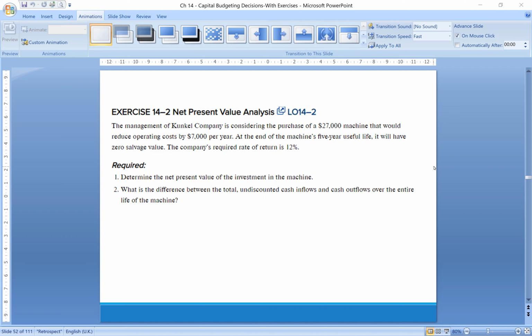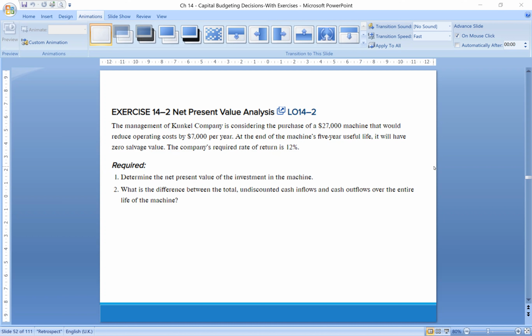Now, our decisions will depend on the 12% as a rate of return. Determine the net present value of the investment in the machine. What is the net present value of the machine? So I need to prepare a schedule or a table like this. So I will say the item, this is 14.2, okay? Item, year, cash outflows or inflows, factor depending on 12%, and the present value.